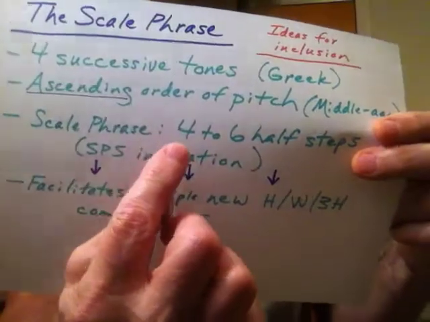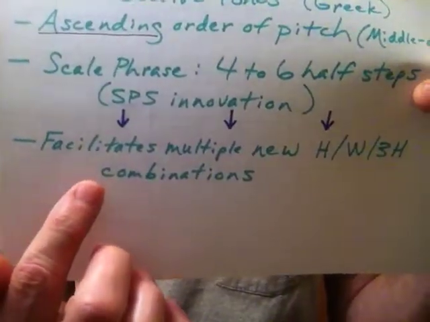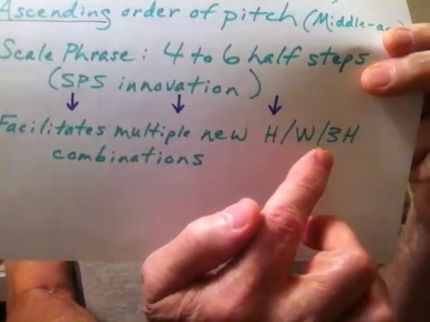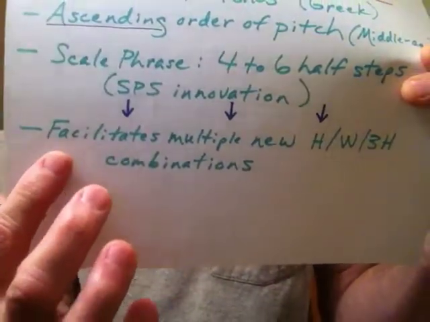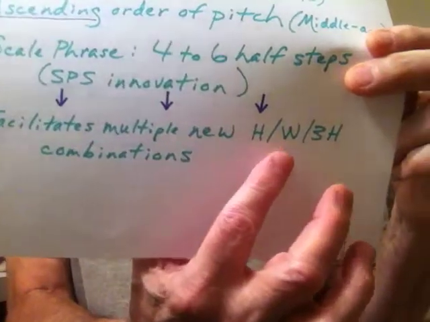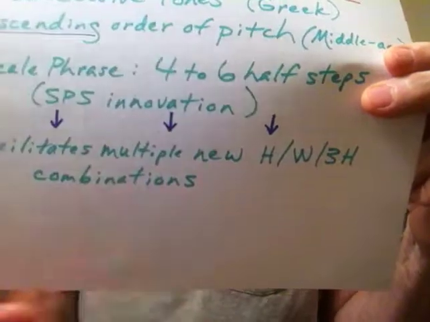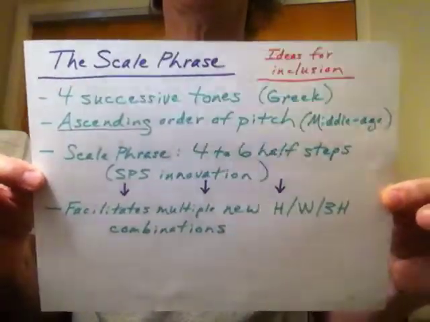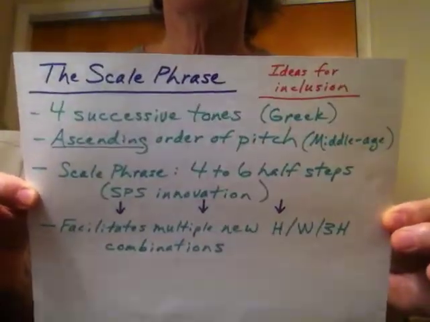Now the beautiful thing is, by extending the range of half steps, that facilitates multiple new half, whole, or 3 half-step interval configurations. In other words, that gives you the ability to use configurations combining any of these. That's the beautiful thing. I don't know if I made that clear before, but I think that should be clear now. All right? This is what happened. This is what I ended up with.